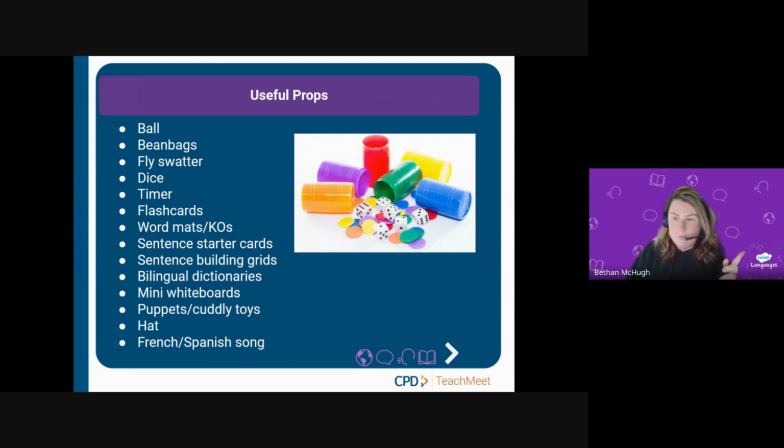A ball, always brilliant. Little bean bags, sort of hacky sack things, are great as well. Not great big bean bags, but little ones, because you can pile them if you've got bean bags of different colours. You know, all the children have a bean bag. You've got a bucket. Everyone chucks a bean bag in. You've got to say something, put it in the bucket, for example.